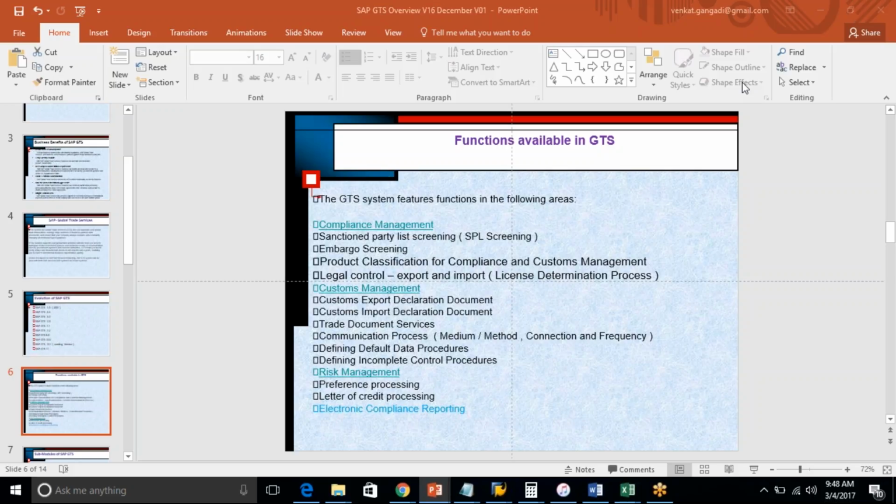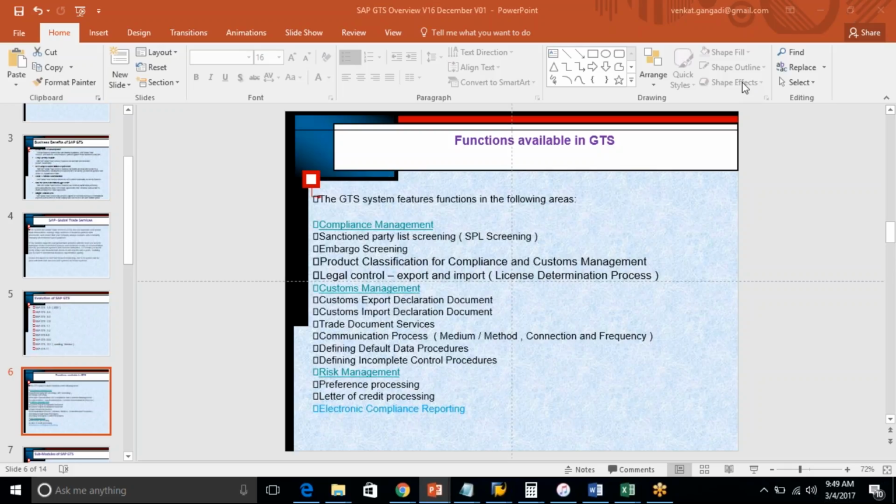So if you look at the older versions of GTS, prior to 7.0 or 7.1, you don't find the electronic compliance reporting application area. I will explain when we come to that module what this area is, why it was introduced only in the 7.1 version, and what happened before that, a little later.